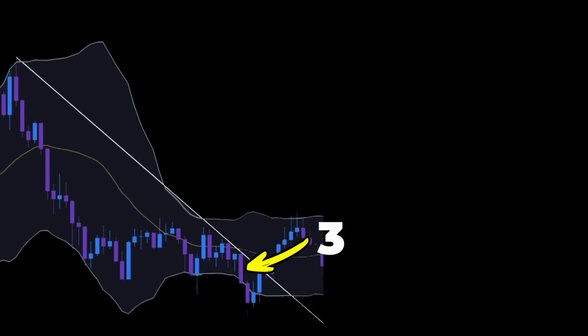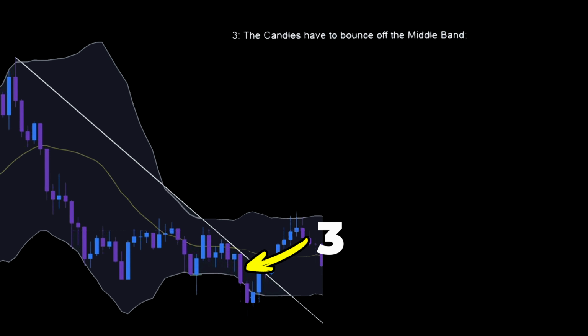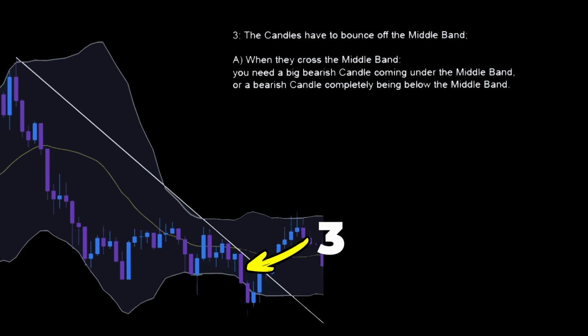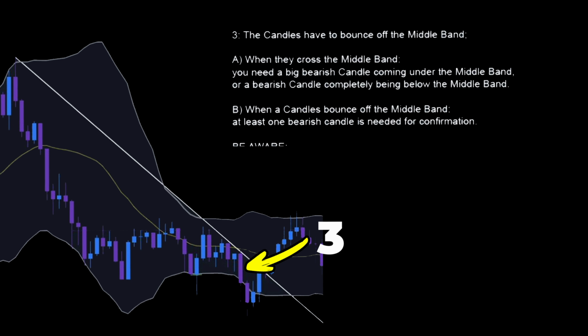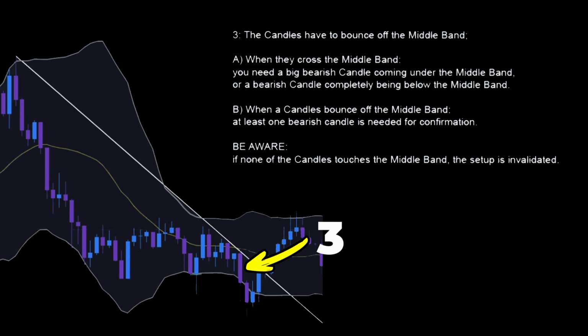Let's start with rule number 3. This rule focuses on identifying candles interacting with the middle band. Look for a candle that either crosses below the middle band with a strong bearish close or fully positions itself beneath it. Alternatively, if the price bounces off the middle band, at least one bearish candle is needed as confirmation. Important to note, if no candles make contact with the middle band, the setup becomes invalid.